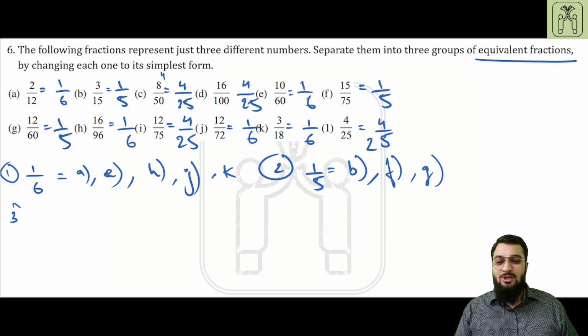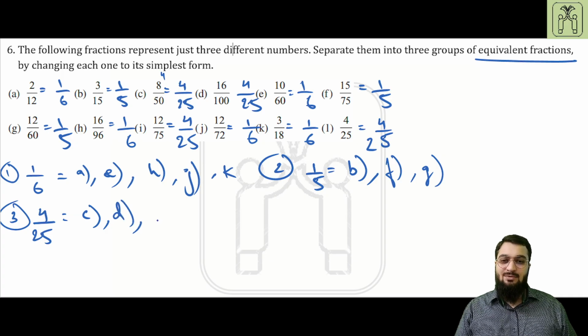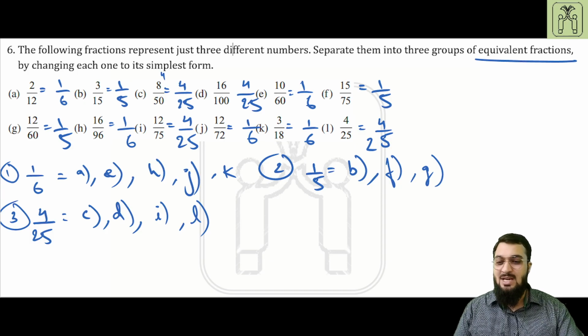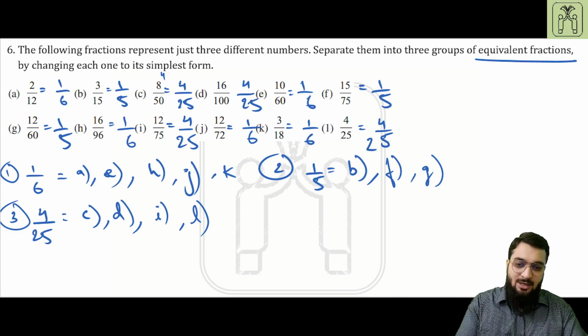Now coming to group number 3, that is 4 upon 25. So 4 upon 25 is equal to C, then D, then I, then L. So this will sum up the answer of question number 6. We have categorized into three of them: 1 upon 6, 1 upon 5, and 4 upon 25. In case there is some human error from my side, that I have misplaced one or the other, kindly check it. But as far as I can check, it is okay.